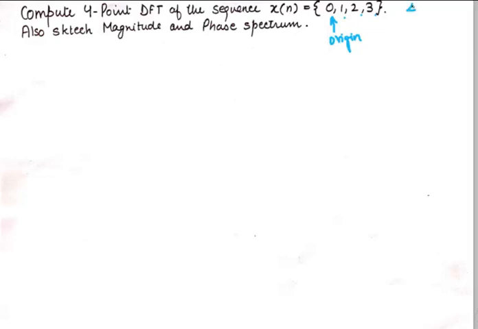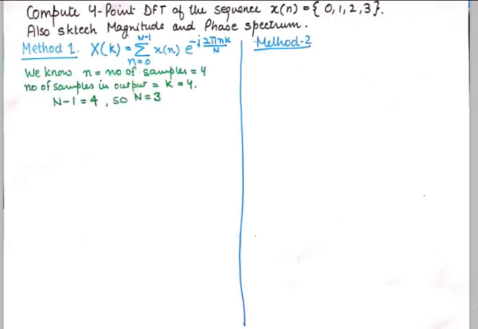It has 4 samples. So these are 2 different things, and we need to sketch the magnitude and phase spectrum of x of k. And we know that x of k will also be present for 0, 1, 2 and 3 samples from the previous discussion. So we'll calculate only x of k for 0, 1, 2 and 3, and we can do that using 2 different methods.